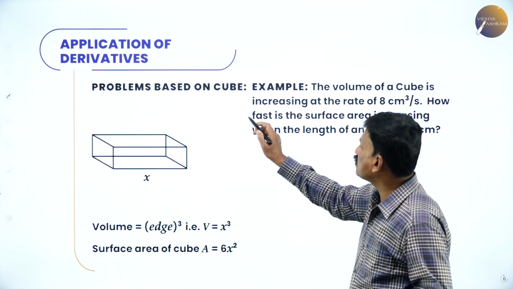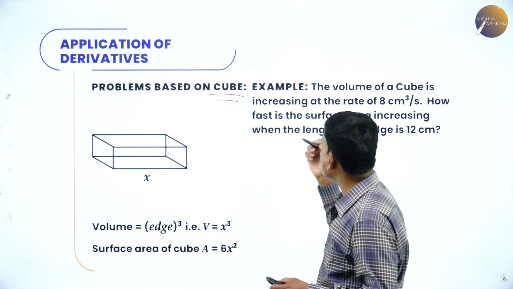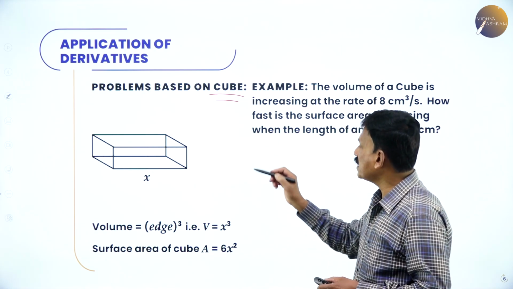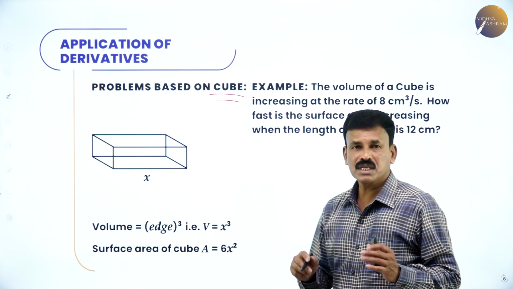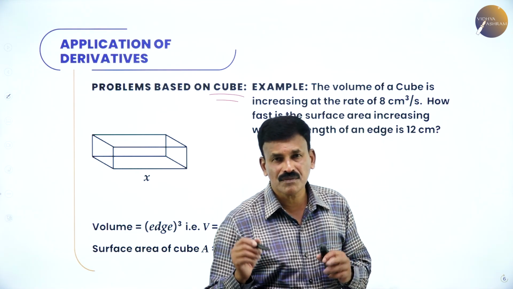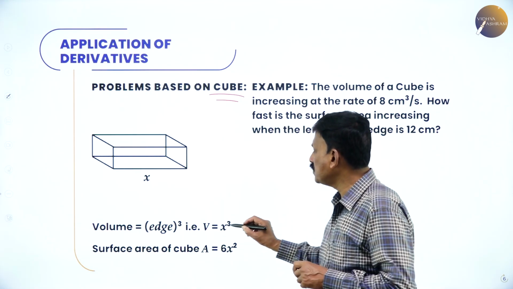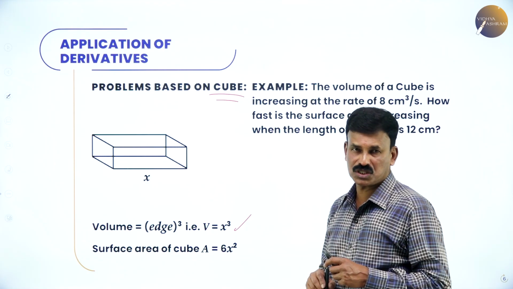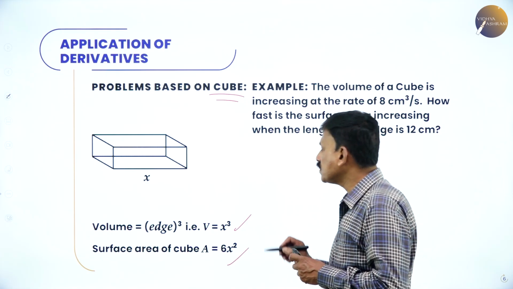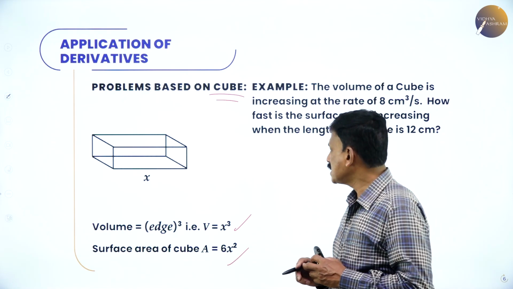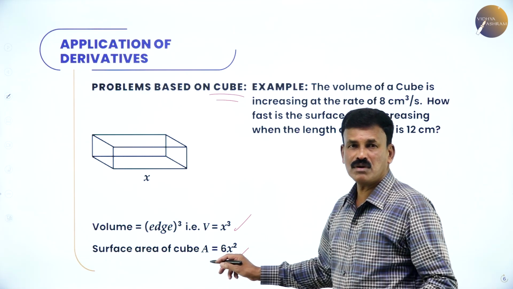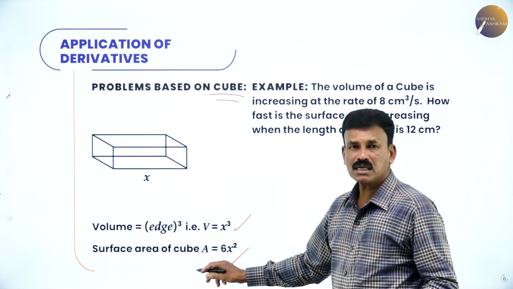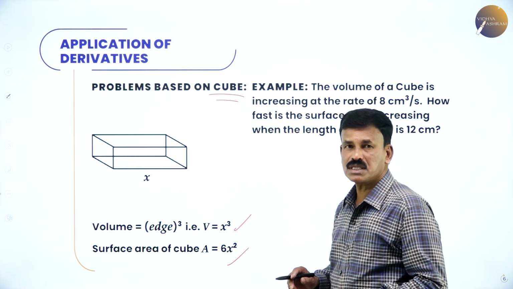Next concept, problems based on the cube as well as on the rectangles. Now, let us discuss the cube. Suppose x is each side of a cube, then the volume of a cube is x cube and the surface area of the cube is equal to 6x square. The volume of a cube is x cube and the surface area is equal to 6 times x square.